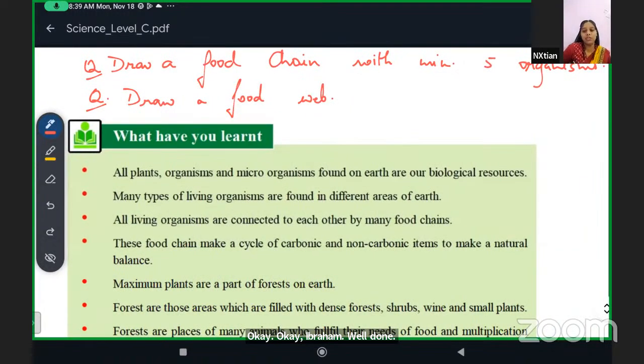Abraham, now just go through the 16th chapter, sound. As tomorrow you are having the test of it, go through it and see if you're having any problem or any doubt in it, okay?